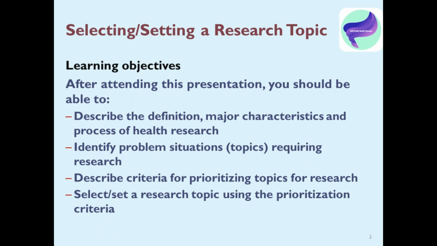After attending this presentation, you should be able to describe the definition, major characteristics, and process of health research. Identify problem situations or topics requiring research. Describe criteria for prioritizing topics for research. Select and or set a research topic using the prioritization criteria.